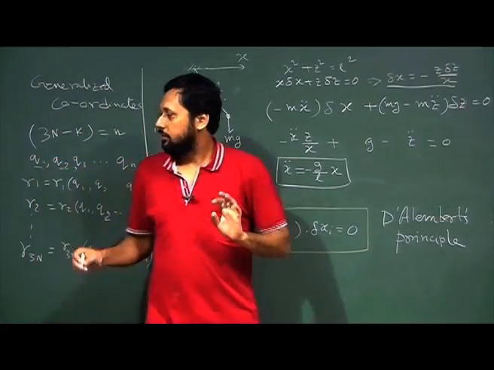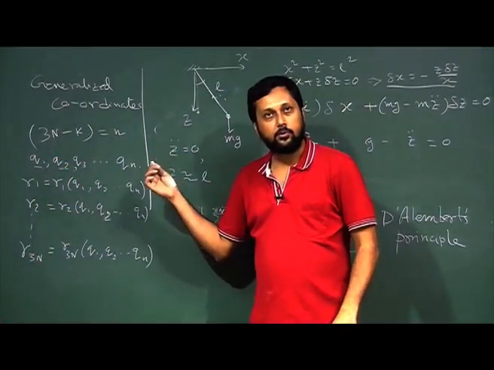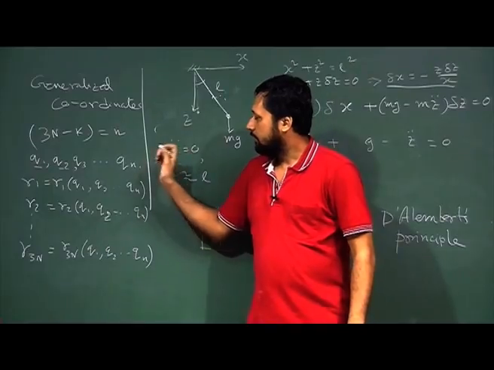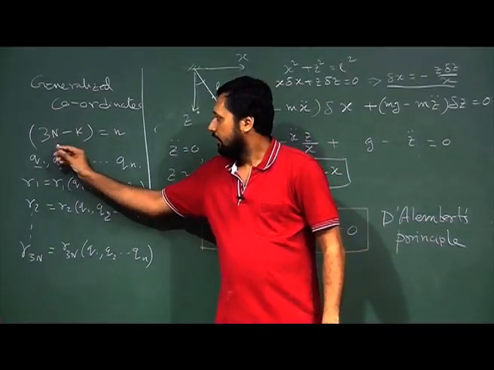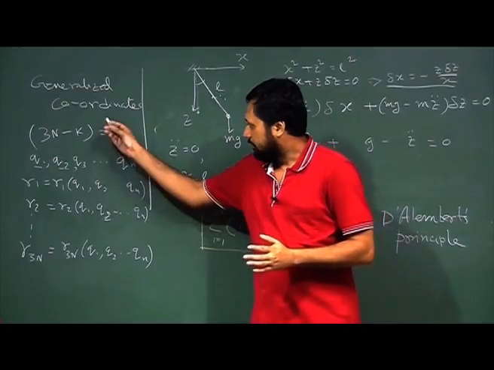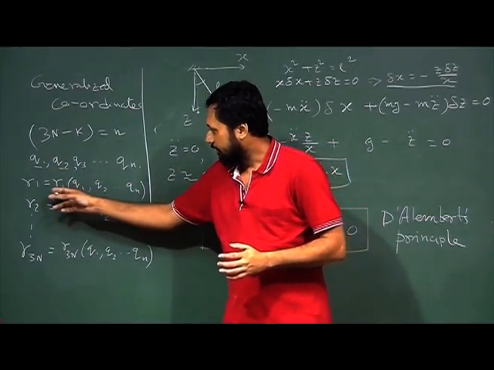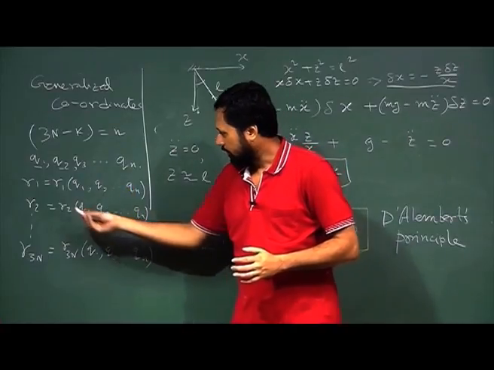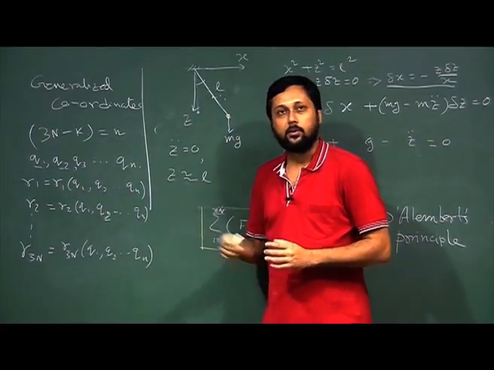equation. And also we defined some quantities which are called generalized coordinates, the number of which should be 3n minus k, which is the number of independent coordinates required, and these generalized coordinates are related to the standard Cartesian coordinates by this type of transformation equations.